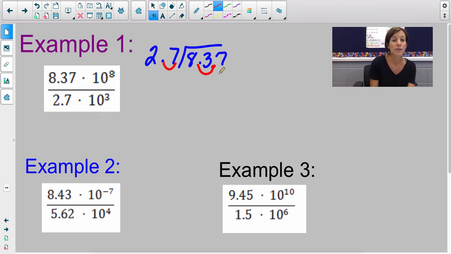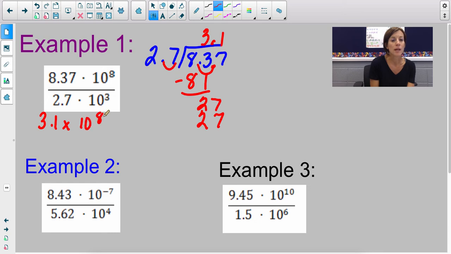So it's 27 into 83.7. 27 times 3 is 81. Look at that. Don't forget to bring that decimal point up in the answer. Works out so nicely. That was nice of them. So I've got 3.1 times 10 to the 8th minus 3. So it's 3.1 times 10 to the 5th. I don't even have to simplify that further. We're good to go.